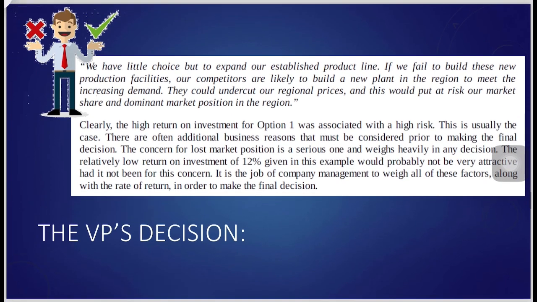The VP said, we have little choice but to expand our established product line. If we fail to build these new production facilities, our competitors are likely to build a new plant in the region to meet the increasing demand. They could undercut our regional prices, and this would put at risk our market share and dominant market position in the region. Clearly, the high return on investment for option 1 was associated with a high risk. So, high risk, see option 1.